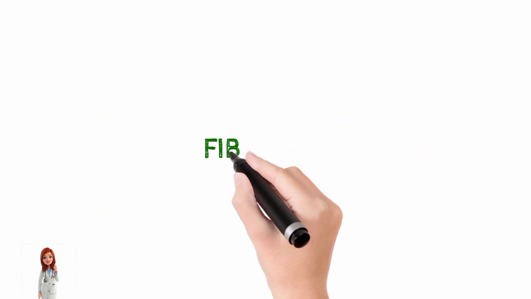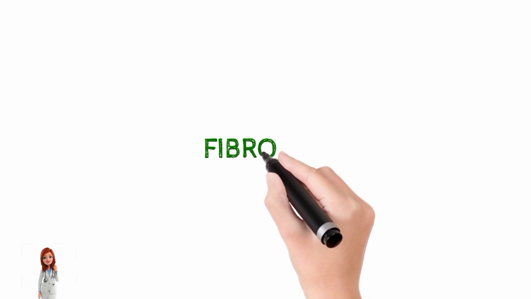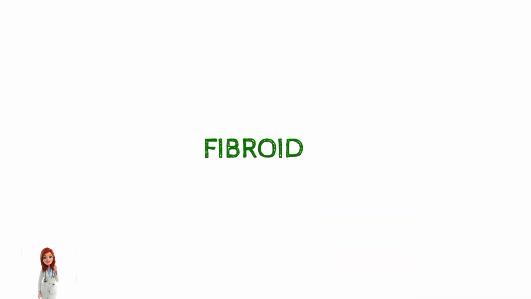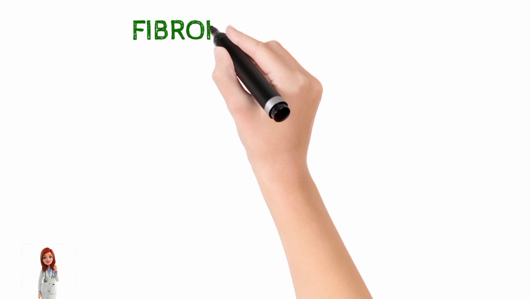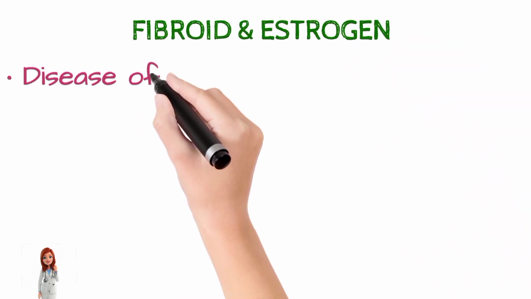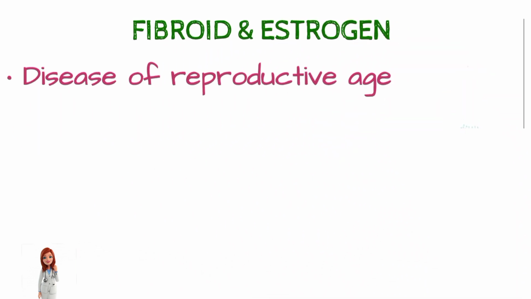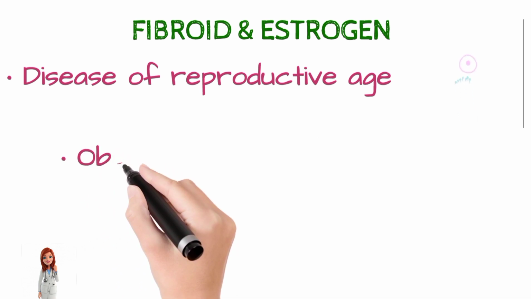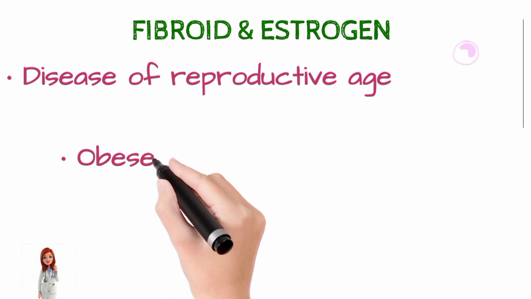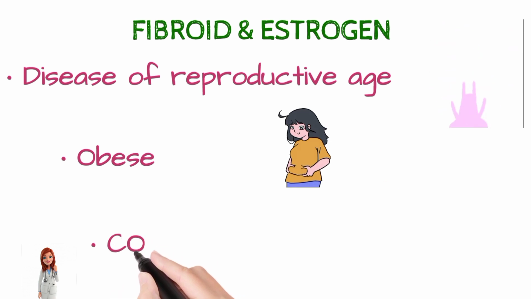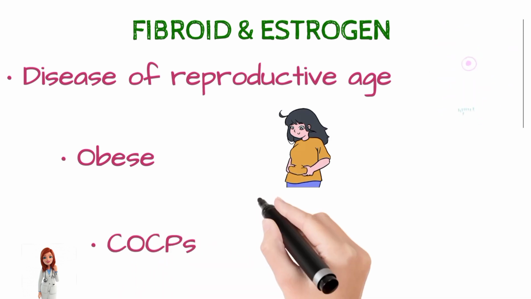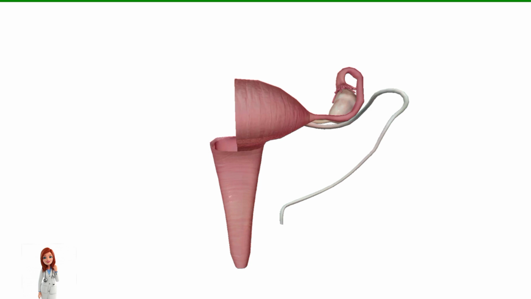Fibroid, also known as leiomyoma, is a benign tumor arising from the smooth muscle of the uterus. Fibroid is basically a disease of reproductive age, as it is estrogen dependent. Estrogen increases in the obese woman, so it also occurs most commonly in the obese woman. Similarly, COCPs increase the incidence of fibroids.